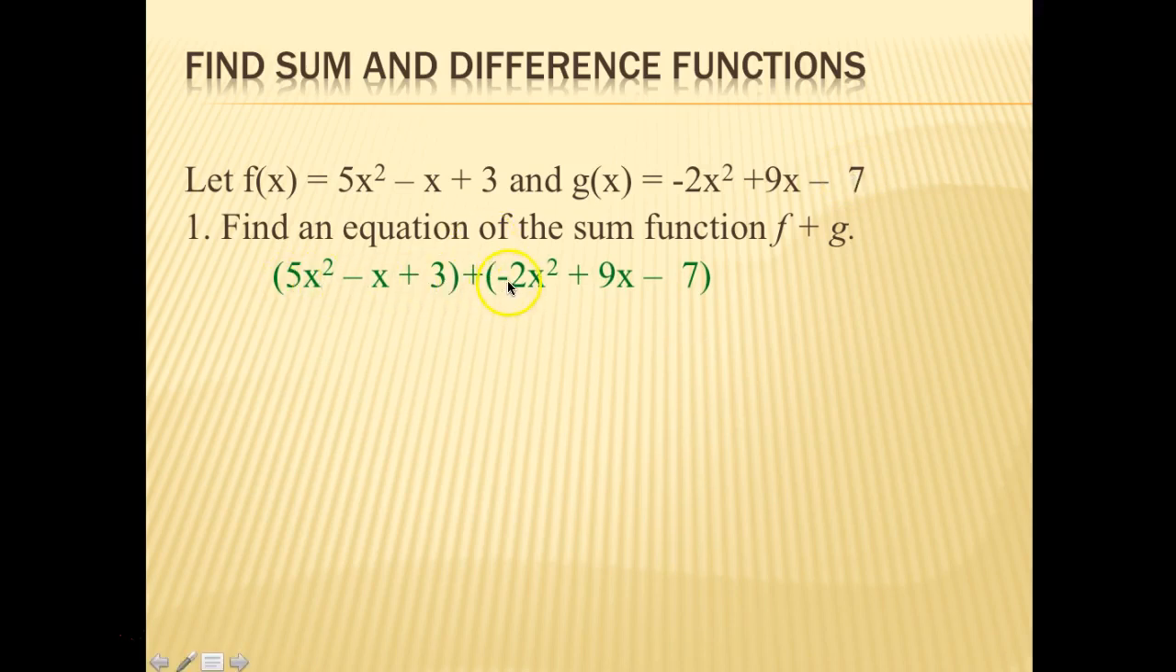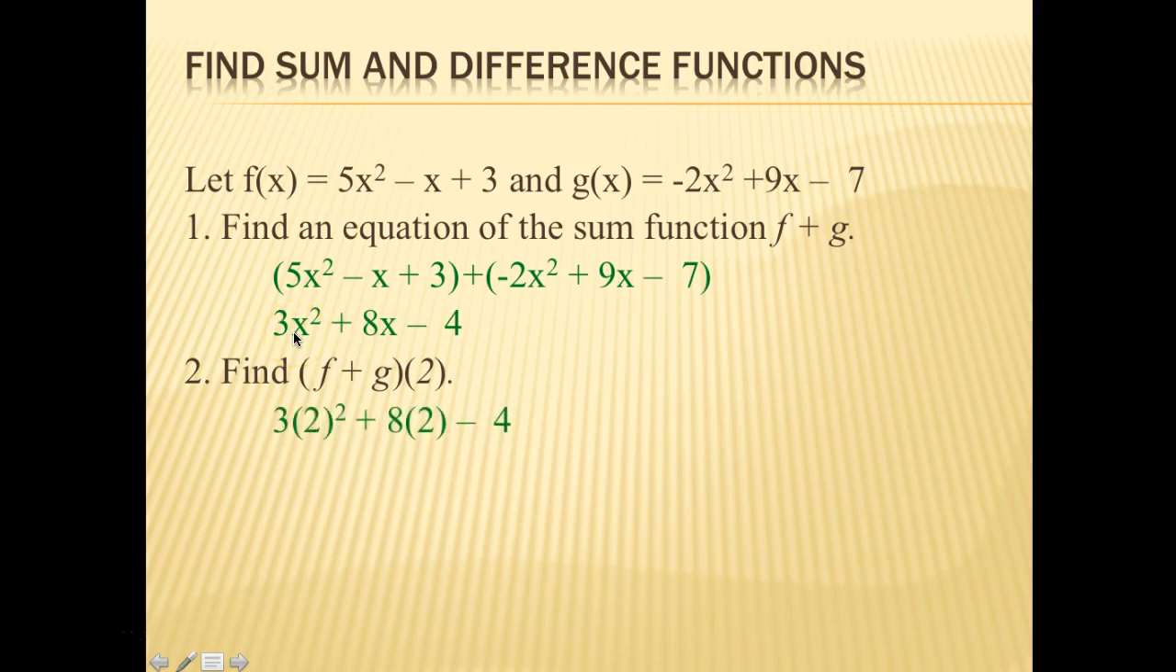5x squared plus negative 2x squared, negative x plus 9x, 3 minus 7. If I said to evaluate this expression, the sum of the functions when x is 2, I would then take this numeric value for x, 2, and plug it into my result. And then simplify.